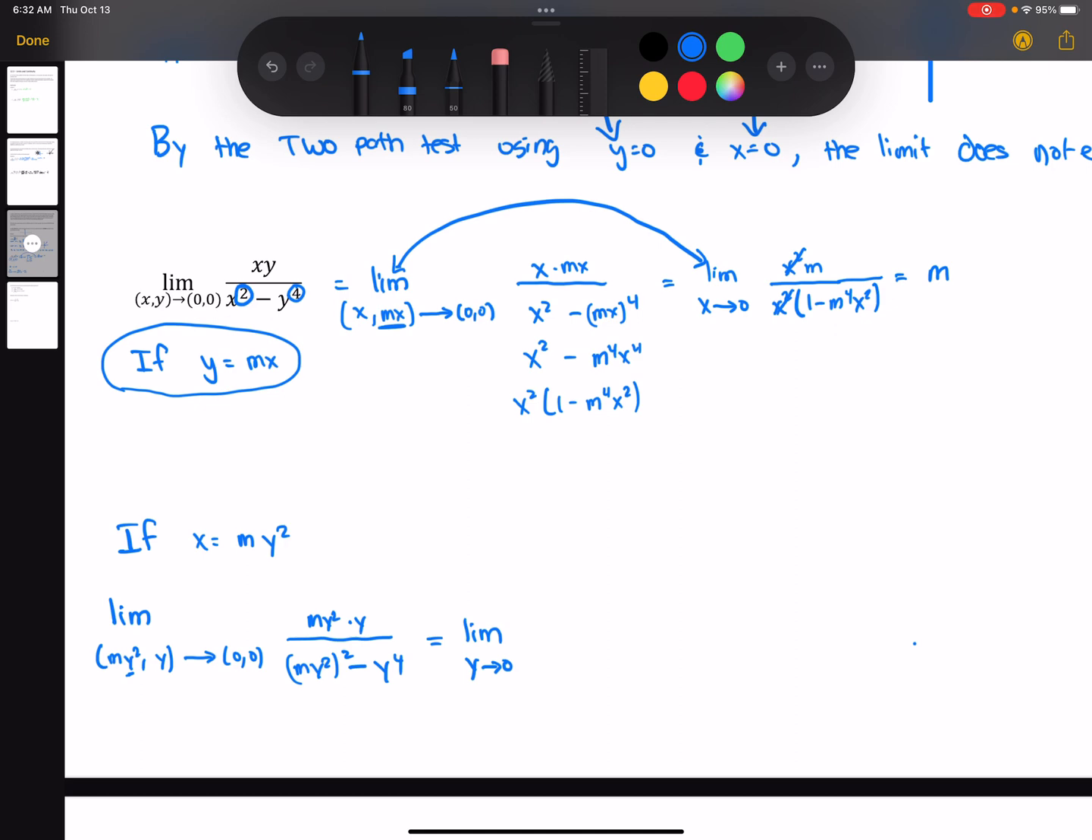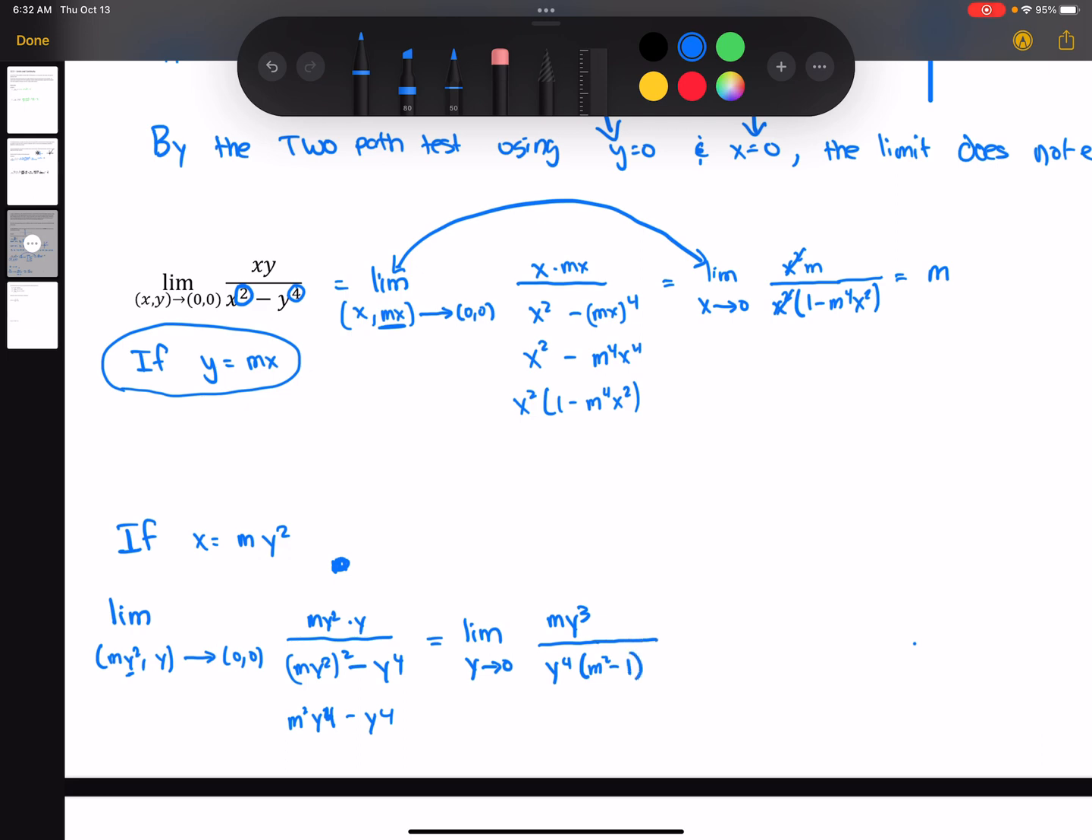So the limit as y approaches 0 of my cubed divided by, so now we're going to get m squared y to the fourth minus y to the fourth in our denominator here, and we can factor that y to the fourth out. So we get y to the fourth times m squared minus 1.